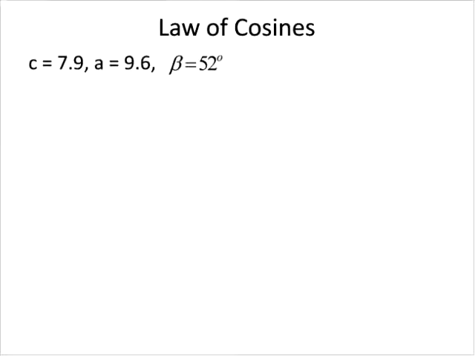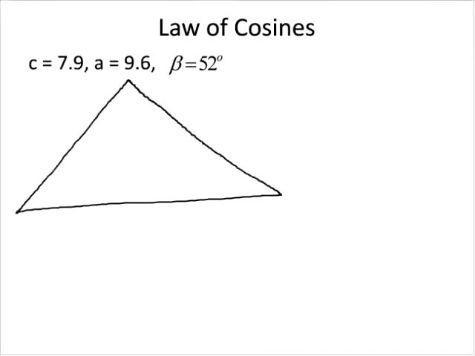So here we go, I've got my example. C is 7.9, A is 9.6 units, and angle beta is 52 degrees. So let's draw ourselves a nice little triangle here. In my triangle, I've got this angle up here, that's 52 degrees. I'll call this angle down here alpha, which means the side opposite is going to be 9.6 units. I'll call this angle here gamma, which means the side opposite there is going to be 7.9.